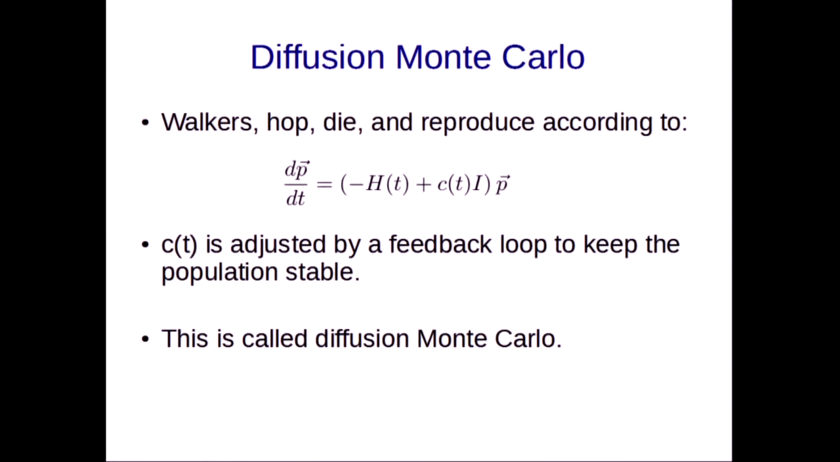If your population is dropping too low, you increase this coefficient to bring the population back up by having more walkers reproduce and fewer die. And if the population's getting too high, you do the opposite. And so this kind of diffusion equation plus this little feedback loop is basically diffusion Monte Carlo. It's a very natural way you could try to simulate stochastic adiabatic computing using classical computers.